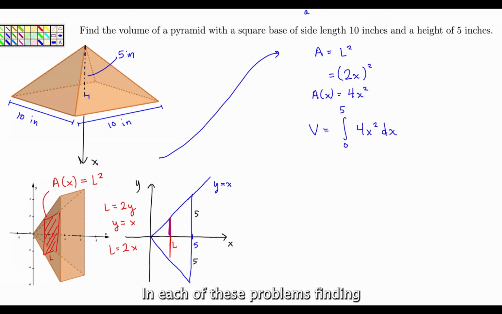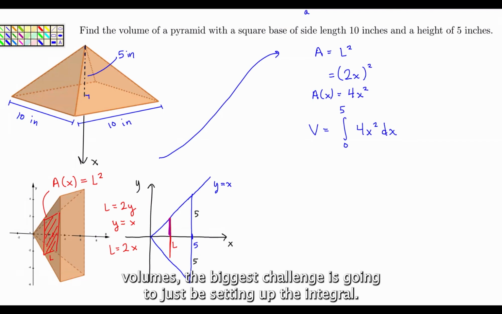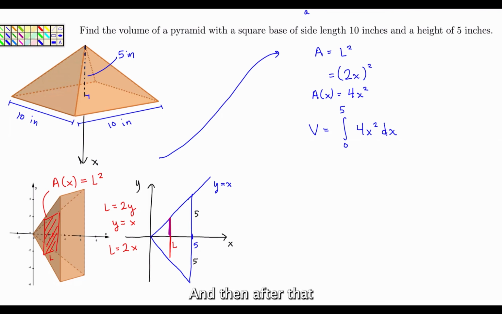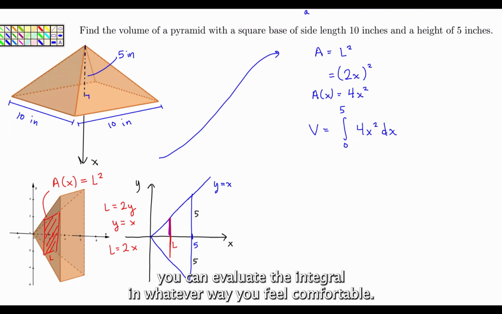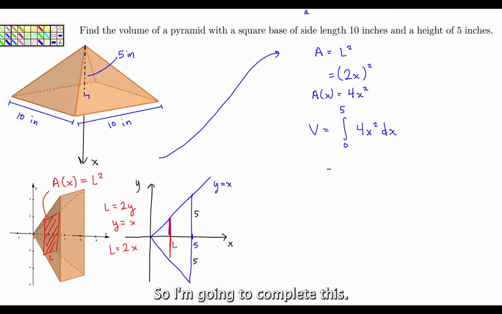In each of these problems of finding volumes, the biggest challenge is going to just be setting up the integral, and then after that, you can evaluate the integral in whatever way you feel comfortable. So I'm going to complete this. This is 4/3 x cubed, evaluated from 0 to 5, which is going to be 500 over 3.